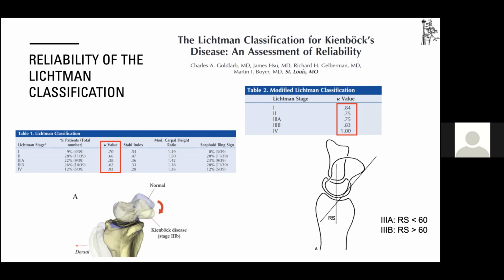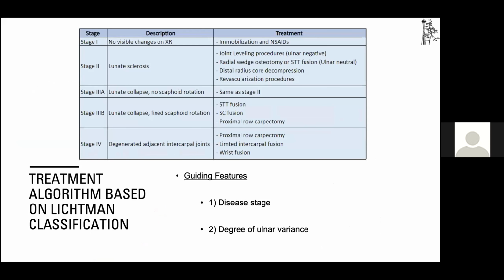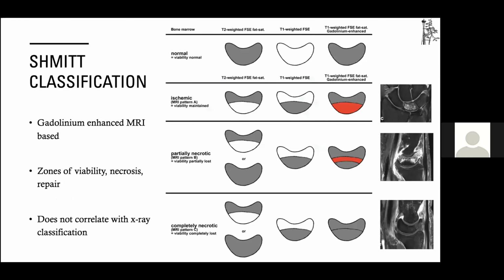And they found that by adding this caveat, they were able to significantly increase the kappa value for inter-observer reliability. The advantage of the Lichtman classification, as noted previously, is that not only does it give us a sense of where in the process of the disease we are, but it can also suggest treatment methods. This suggestion is based really on 2 findings. The first is the stage of the disease as determined by the Lichtman classification itself. And the second is the degree of ulnar variance, where again, we run into this issue of how causative ulnar negativity is in terms of Kienbock disease. I'll leave it to Dr. Iannuzzi to discuss this further, but I think it's worth noting that this is one of the main features of this classification system.